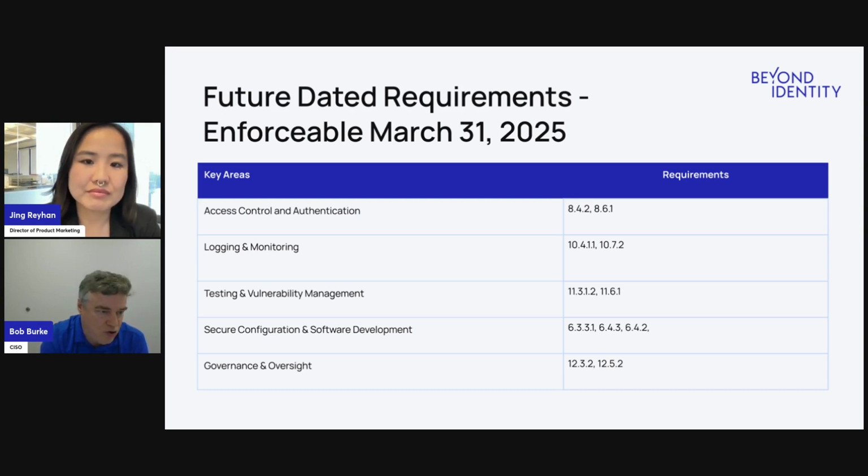And so an MFA solution that isn't phishing resistant would satisfy the requirements. But that's not going to be a strong argument when you talk to your boss and say, I satisfied the requirements even though I got breached. Yeah, that's a tough day at work for sure.